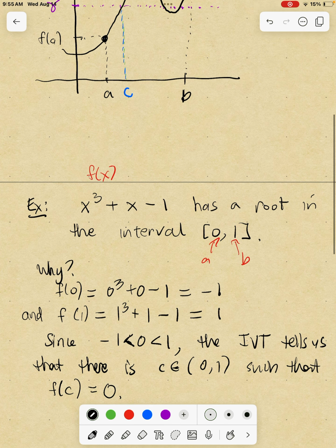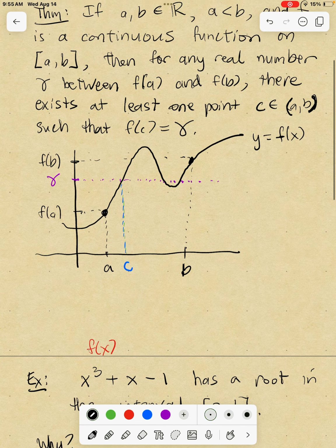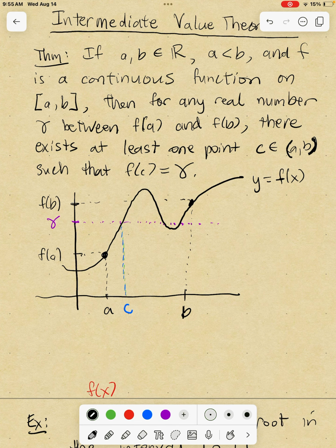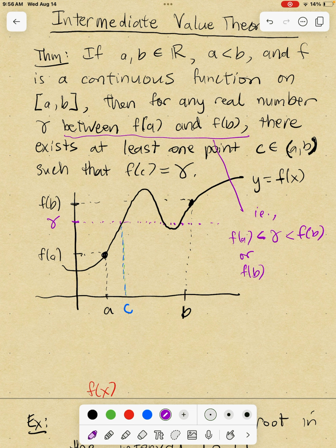By the way, when we say between, we should be clearer about what this means. So when we say that gamma is between f of a and f of b, we mean that, i.e., gamma is bigger than f of a and less than f of b, or if f of b is less than f of a, then gamma is bigger than f of b and less than f of a. Okay.